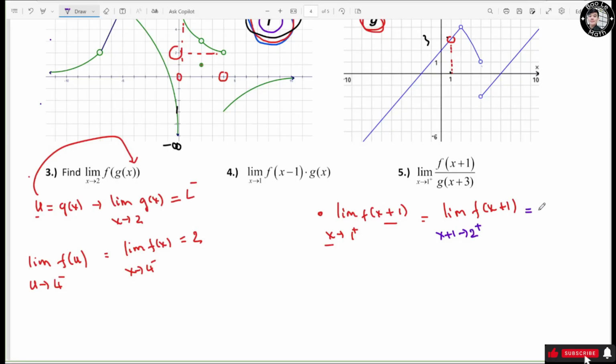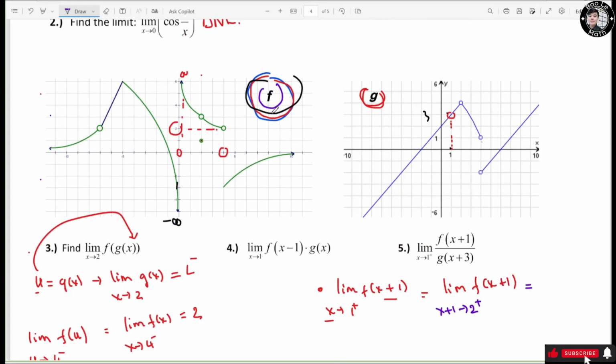So then I can use the graph of the function right here, right? Now it's going to be limit of the function f of u when u approaches 2 plus, when u equals s plus 1, right? Now 2 plus, it could be 2 is right here, right? And 2 plus it could be 3 right here, right? So the answer is 3.